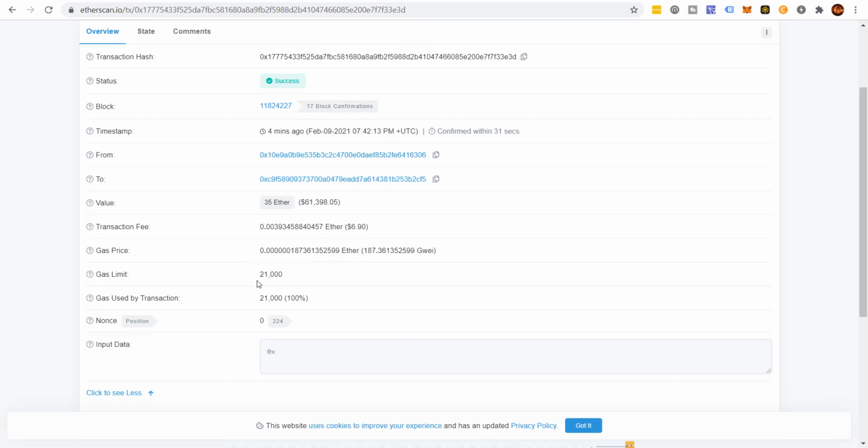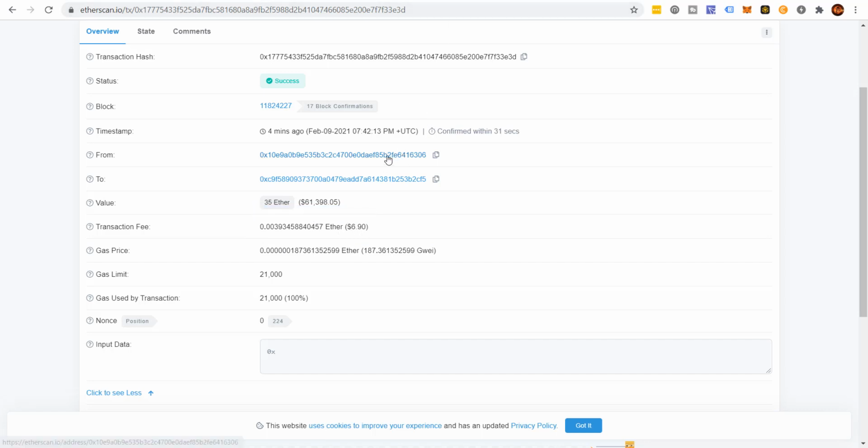If you take a look at the amount, the gas limit is 21,000 times this 187 Gwei, or 187.36. And that's what ended up costing $6.90. So it was the actual amount of gas used in the transaction times the price, the amount of Gwei used, and that's how this $6.90 worth of Ethereum came up.